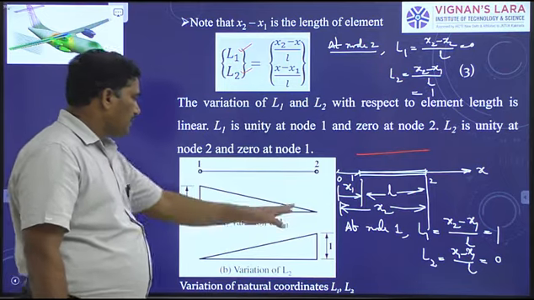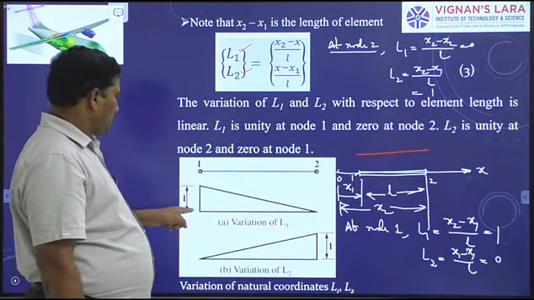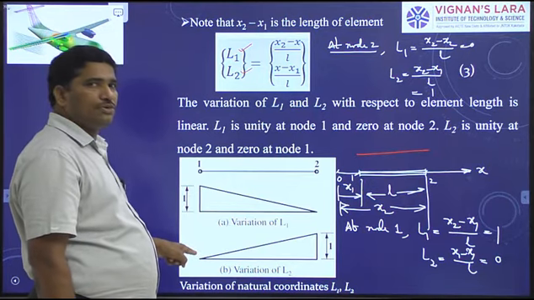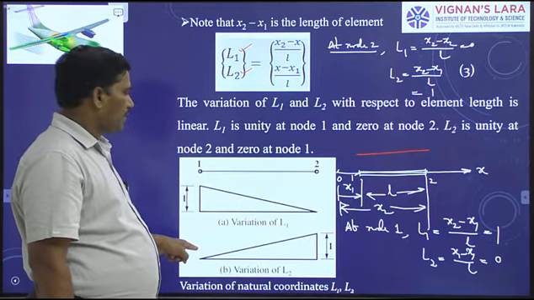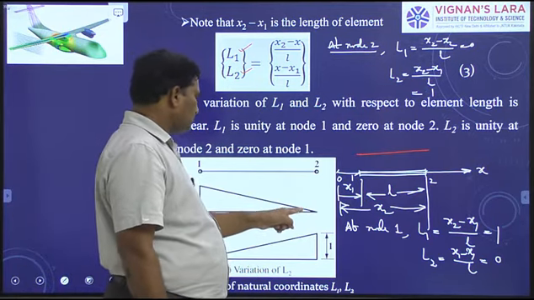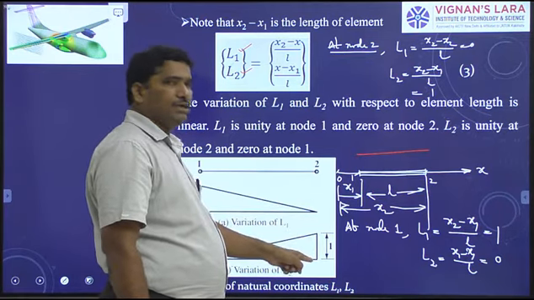Observe here carefully with respect to both the diagrams. L1 is unity at node 1 and L2 is 0 at the same node. L1 is 0 at node 2 and L2 is unity at that node.